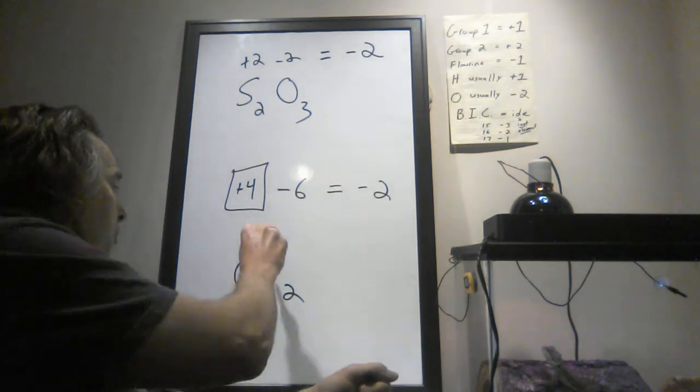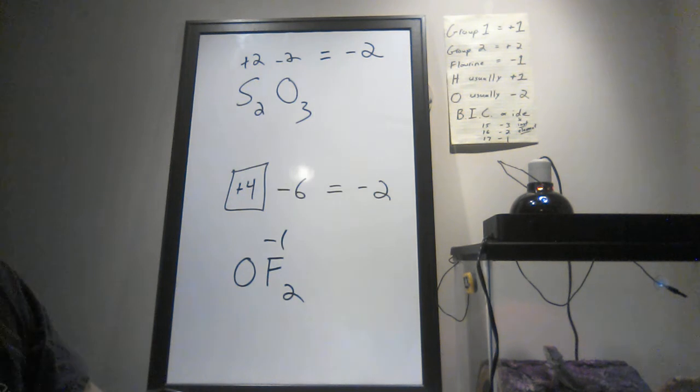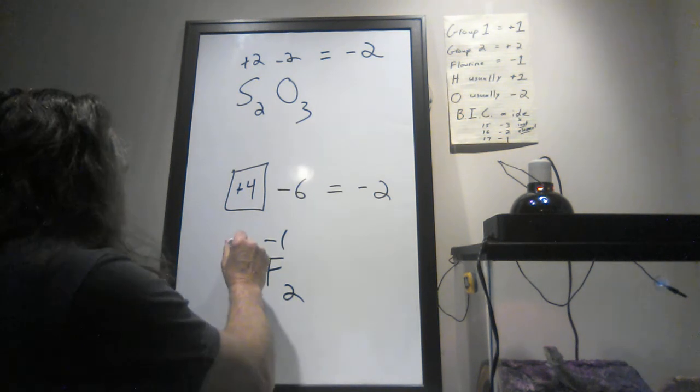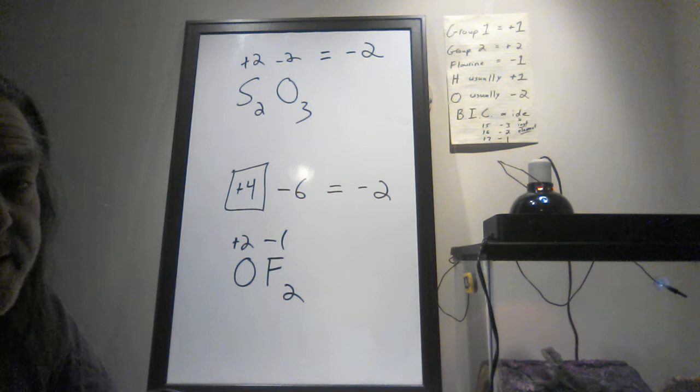Fluorine has the rule. That's first. Oxygen has a rule, but the fluorine rule is stronger. So oxygen has to change. And yes, this is the case where oxygen turns out to be positive 2.